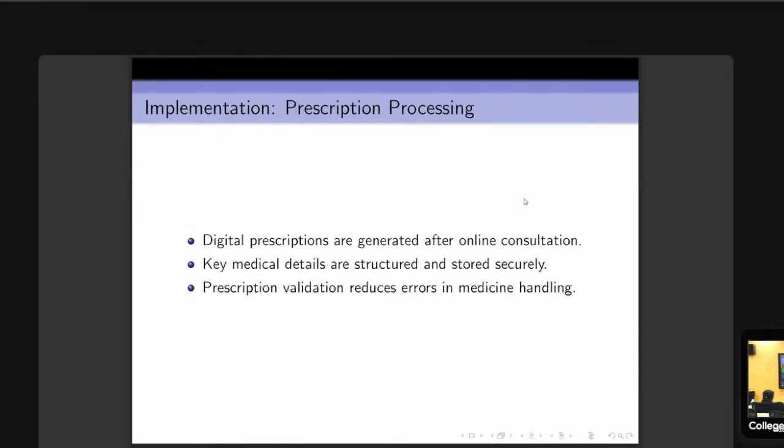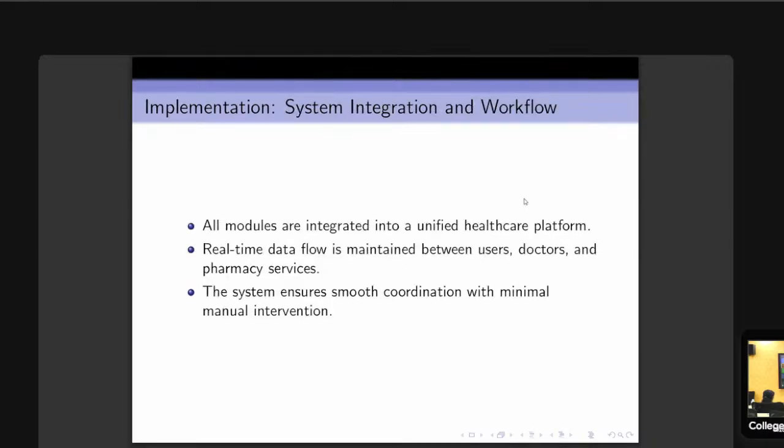When it comes to prescription processing, prescriptions are generated digitally after the consultation. Key medical details are structured and stored in the database. Rule-based validation ensures that prescriptions are authentic and complete before medicine handling. About the system integration and workflow, all modules are integrated into a unified healthcare platform.